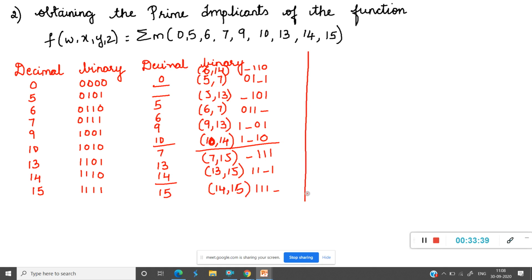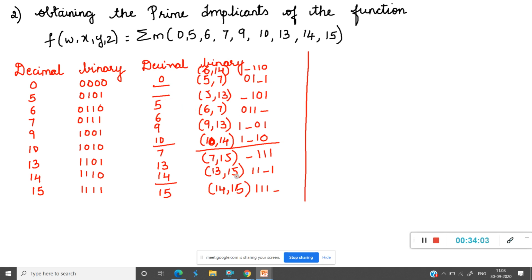Put a column here. Next, tick the mark, tick it. Okay, 0 is not compared, only leave it. You should not tick it. 5 is there, no? So 5, tick it. 5 is there.